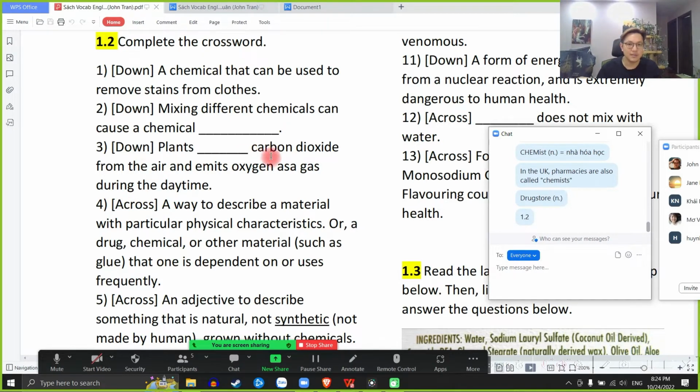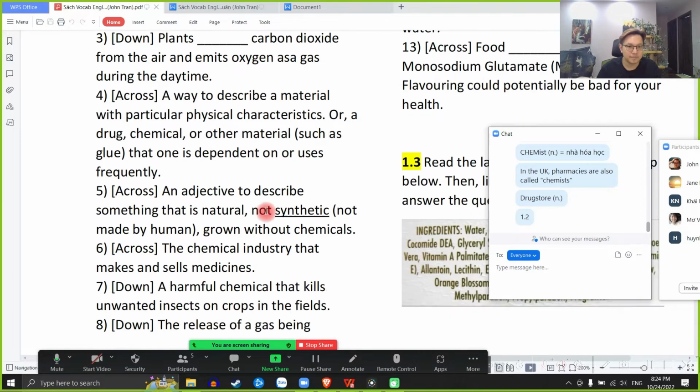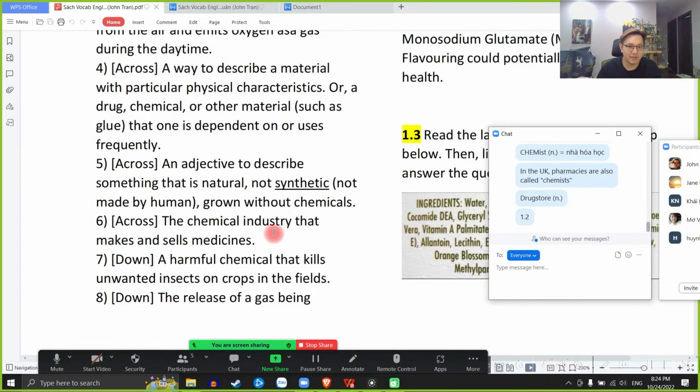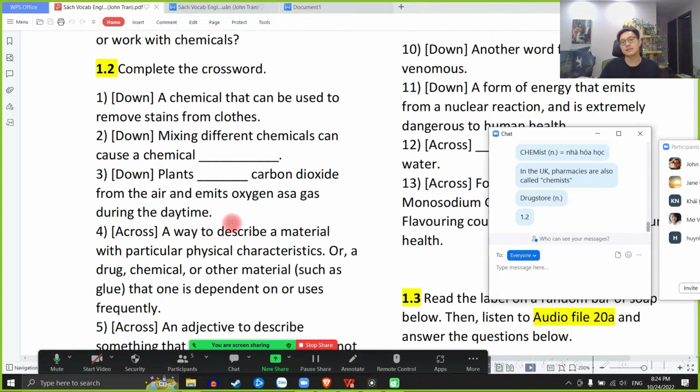So number 3 is carbon dioxide from the air and emits oxygen as a gas during the daytime. Okay, so we have a lot of them. Number 1, down, is a chemical that can be used to remove stain from clothes. Một hóa chất mà có thể sử dụng để loại bỏ những vết stain. Stain là vết ố, vết bẩn trên quần áo. Hóa chất nào có thể sử dụng để loại bỏ vết bẩn, vết ố quần áo.